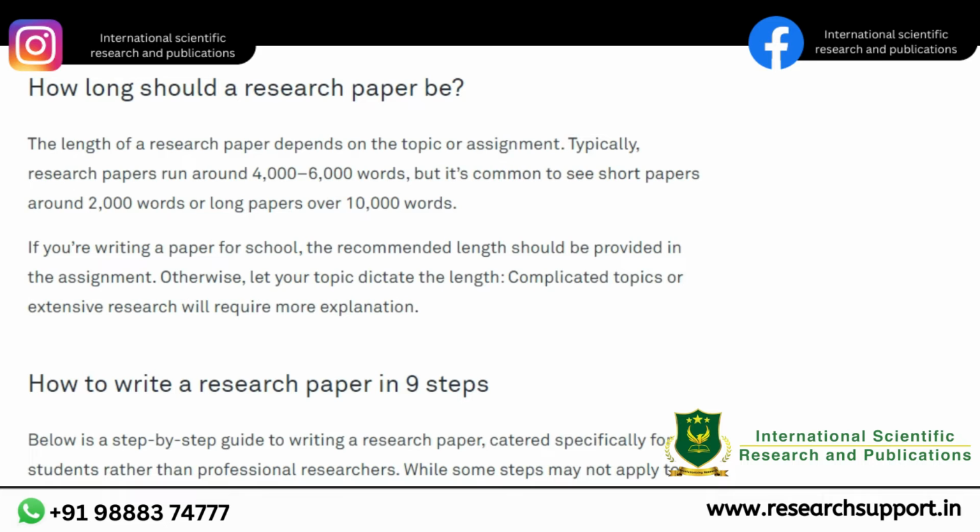Let us know how long a research paper should be. The length of a research paper depends on the topic or assignment. Typically, research papers run around 4,000 to 6,000 words, but it's common to see short papers around 2,000 words or long papers over 10,000 words. If you are writing a paper for school, the recommended length should be provided in the assignment. Otherwise, let your topic dictate the length. Complicated topics or extensive research will require more explanation.